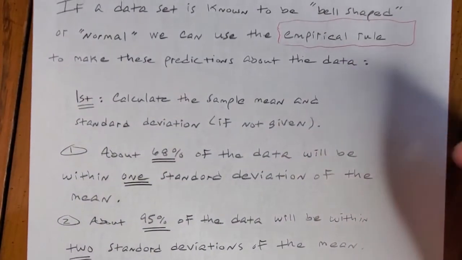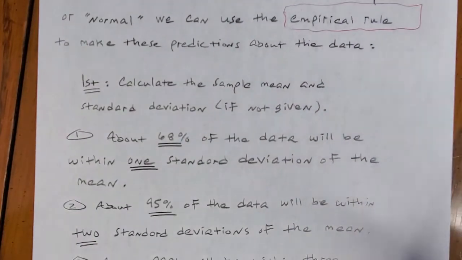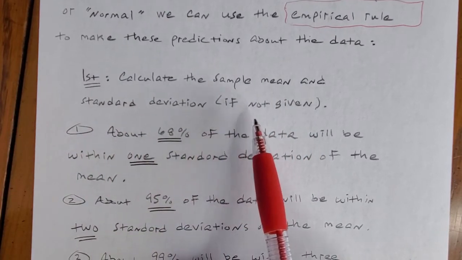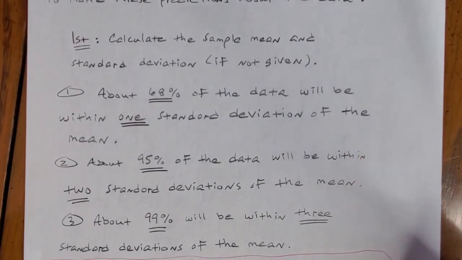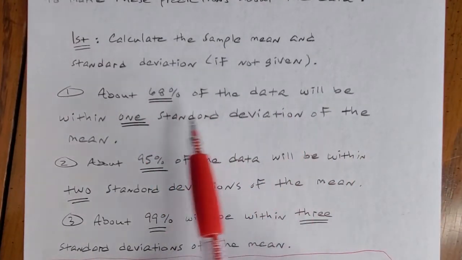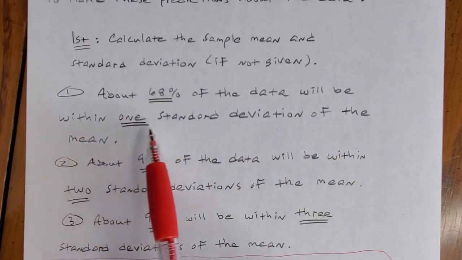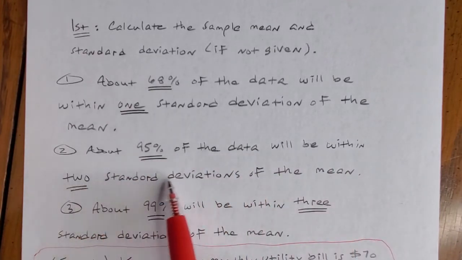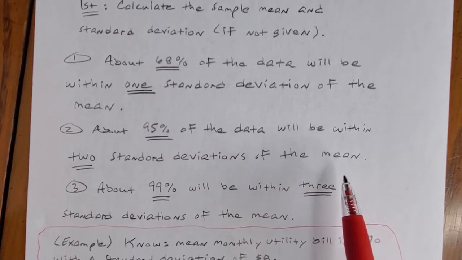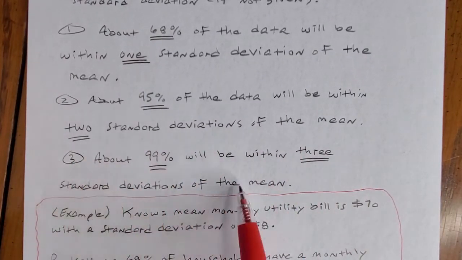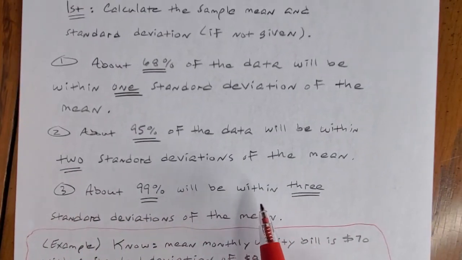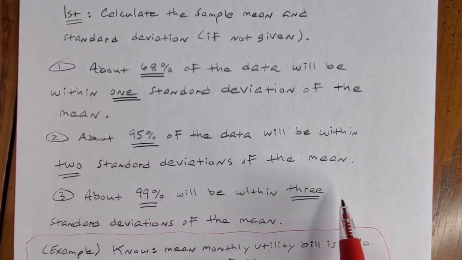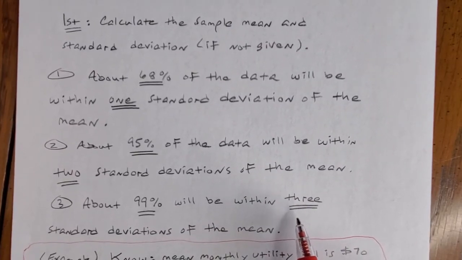Now, here are the predictions by the empirical rule for bell-shaped data. First thing, calculate the sample mean and standard deviation if they're not already given. And then here are the predictions. About 68% of the data will be within one standard deviation of the mean, within one above or one below the mean. And 95% of the data will be within two standard deviations of the mean. And virtually all of the data, 99%, will be within three standard deviations of the mean. Okay, so only about 1% of the data is going to be more than three standard deviations away from the mean, all right?